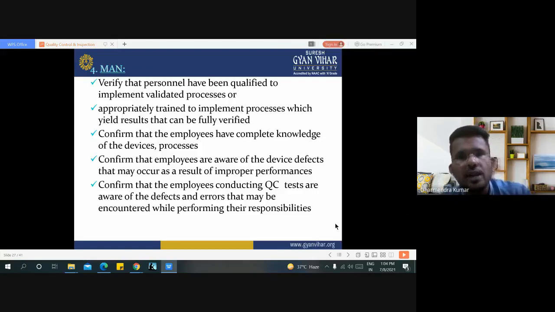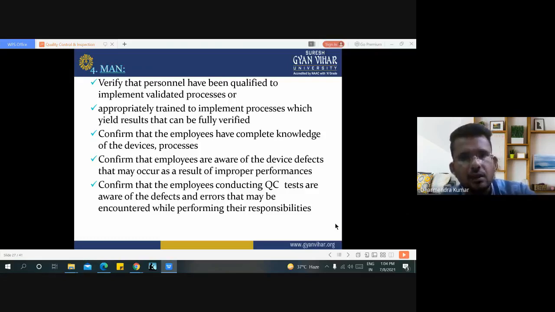Appropriately trained to implement processes which yield results that can be fully verified. We should try to employ trained manpower for the automation process. It should be confirmed that the employee has complete knowledge of the device and process, as we have discussed earlier.